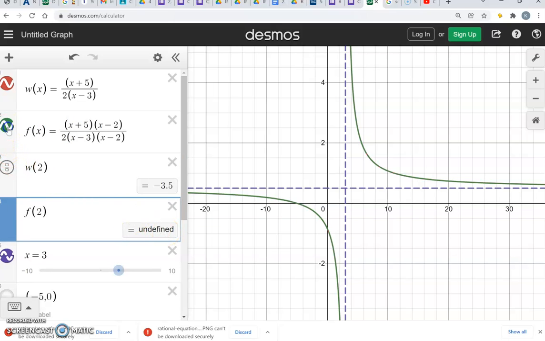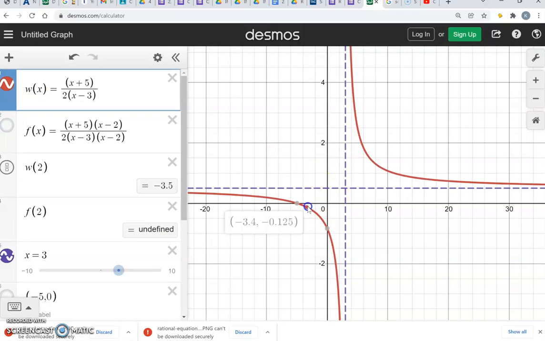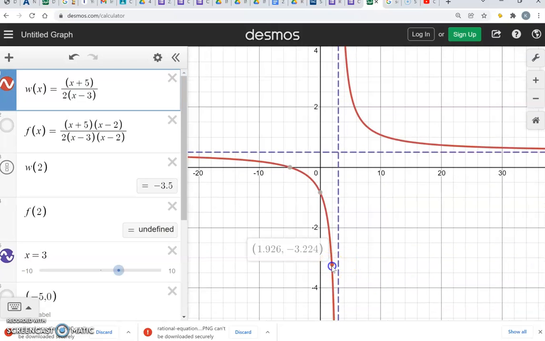So here's what we're going to do. We're going to look at the value of 2. If I look at the value of 2 here, it's going to be on this side, because the vertical asymptote is at 3. So when I'm trying to get to 2, looks like it's right here. So here's my point at 2. Looks like there's that value.